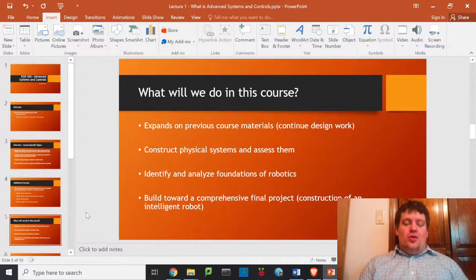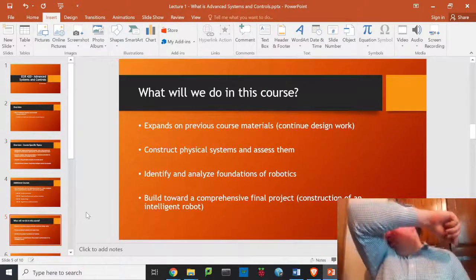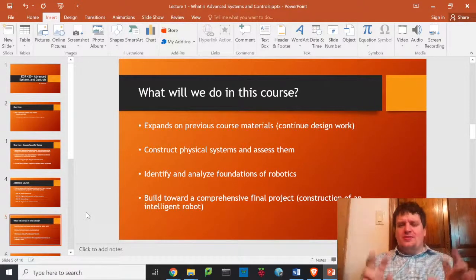And finally, the whole goal for this class is to build towards a comprehensive final project. I want you to build a robot. Okay? And I want to make it an intelligent robot. What is the difference between a non-intelligent robot and an intelligent robot? Well, an intelligent robot has a built-in control system where it has the ability to quote-unquote make decisions. If you remember, we talked about feedback loops in 350. A feedback loop allows a control system to make an informed decision.